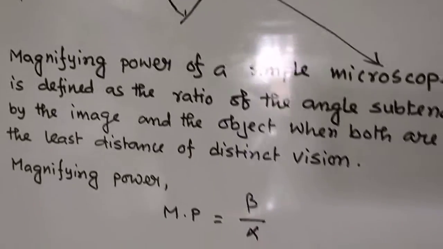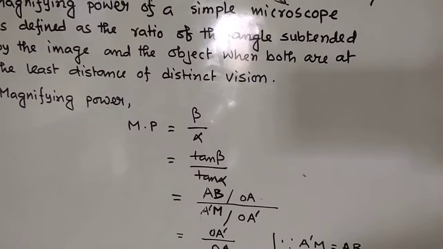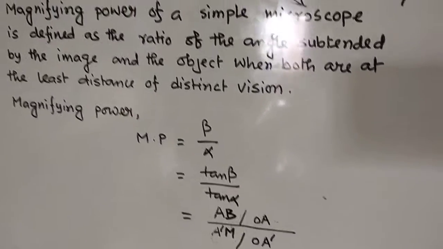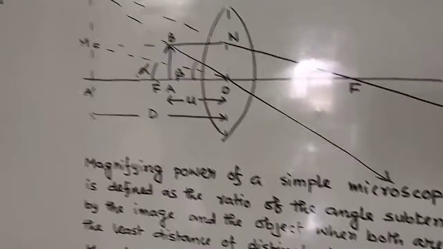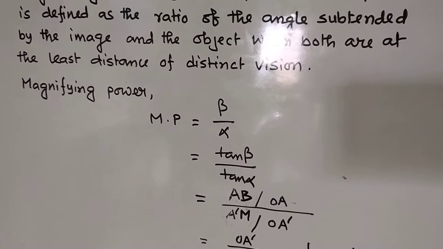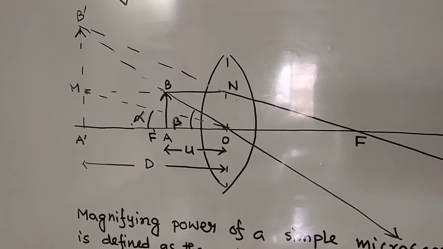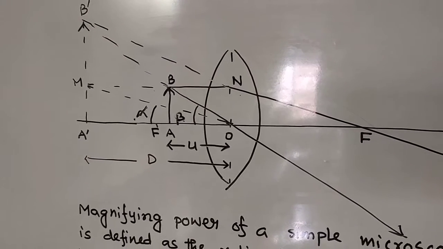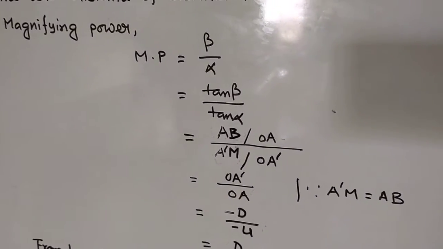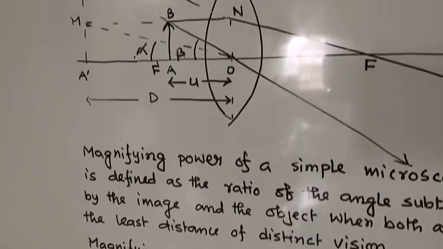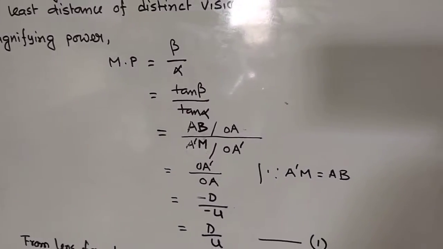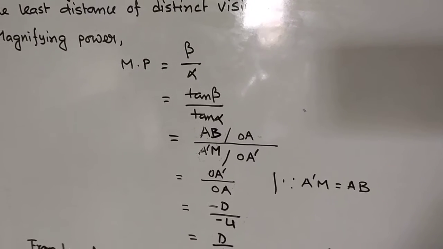Now as the angle is very small, that's why you can consider tan of the angle. So beta equal to tan beta and alpha equal to tan alpha. So if you have to define tan beta, here AB by OA. So let's see, tan beta is your AB by OA, and tan alpha is your A dash M by OA dash. But A dash M and AB is same, that's why we have written AB in place of A dash M.